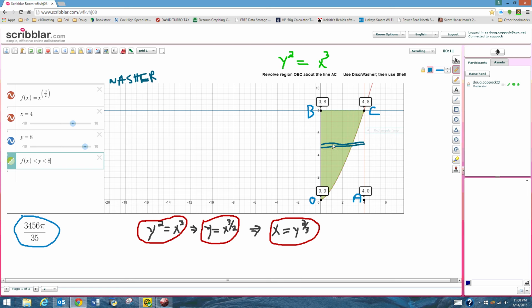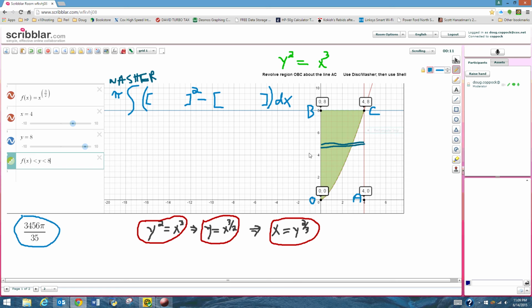And when you're using the washer method, you're using the formula pi times the integral, whatever the limits of integration are, of outer radius squared minus inner radius squared. So that's what we have to figure out. What are the limits of integration, and what is the expression for the outer radius? What is the expression for the inner radius?